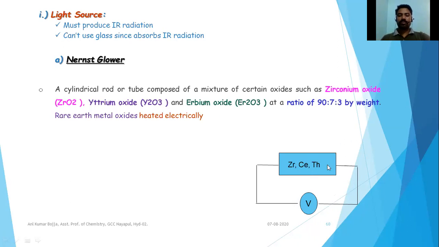Here cerium, thorium, yttrium and erbium oxides will also be used. Based on what kind of oxides you are using, the production of light will be in a particular region. Of course, various elements can also be used, but the radiation produced from that glower or from that instrument will be in the region of infrared only.